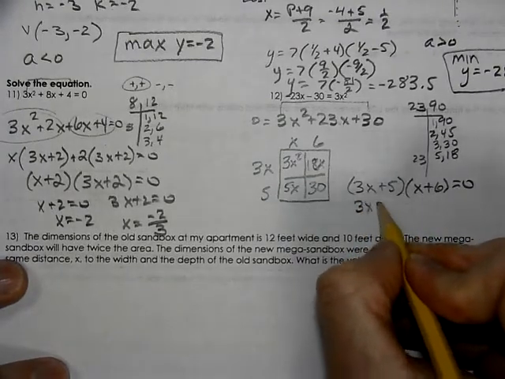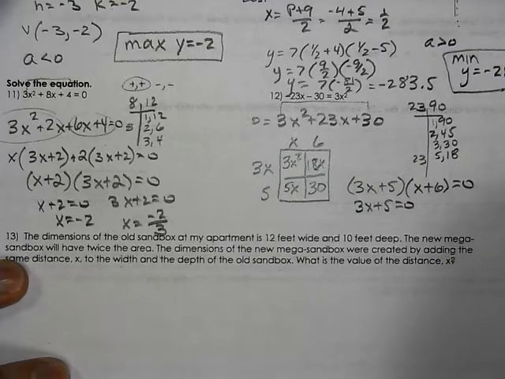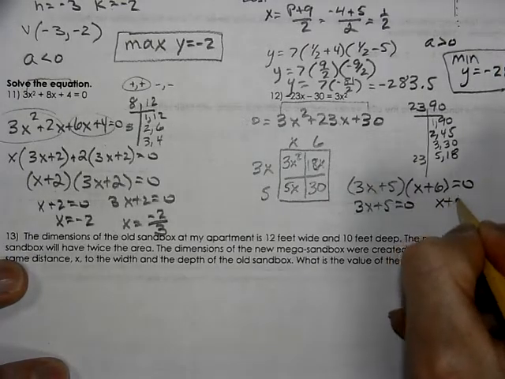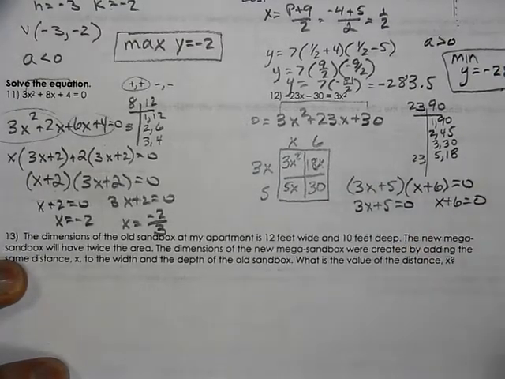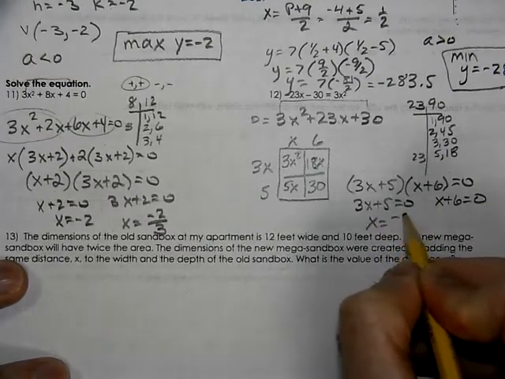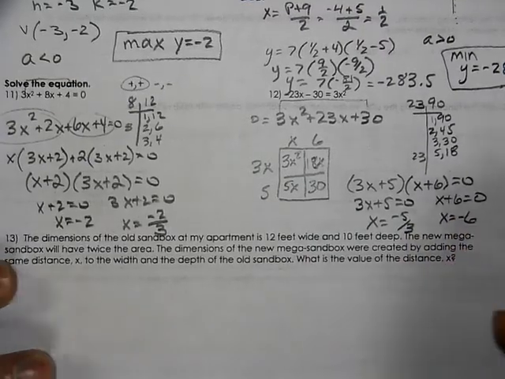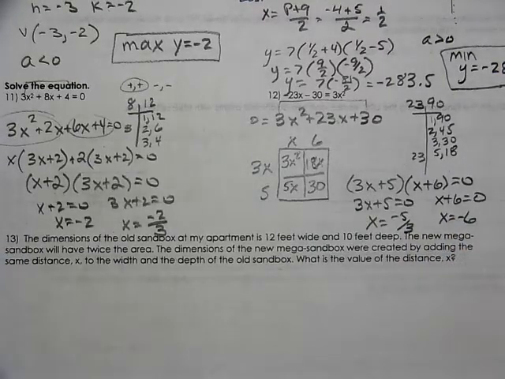So we're going to set your first monomial equal to 0. This is called the zero product property. Get negative 5 divided by 3. On this side you get negative 6. Those are your 2 zeros of the function. Those would be called your 2 roots. Those would be called your x-intercepts.